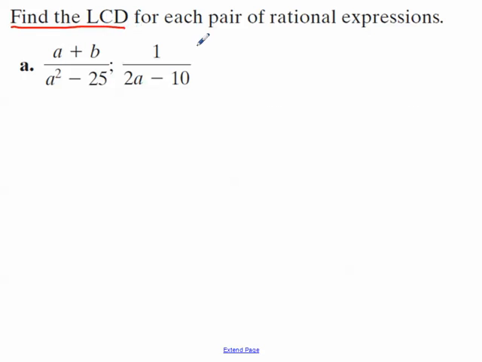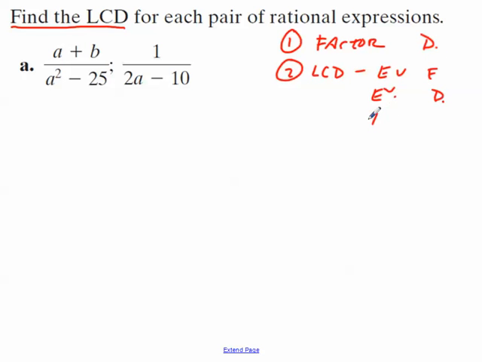So here are our instructions. Find the lowest common denominator. What are our steps? Step number one, factor our denominator. Step number two, list our lowest common denominator. It includes every single factor from every single denominator to the highest power. There's a good highest.